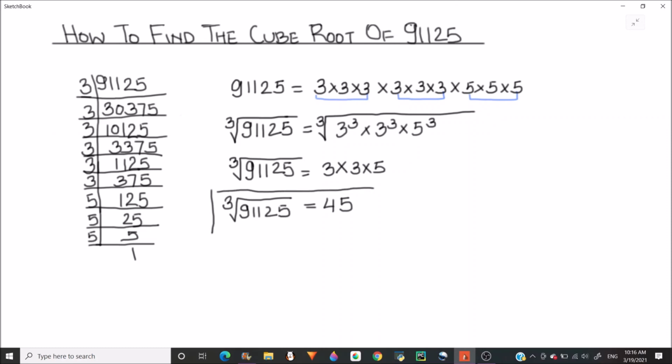We are going to box the answer. So this is how you can find the cube root of any number.